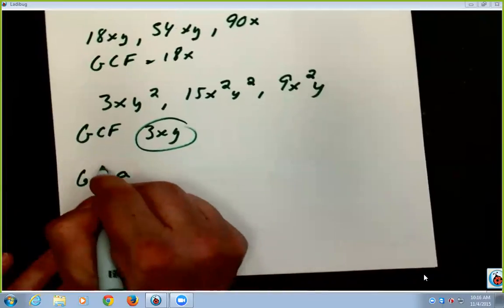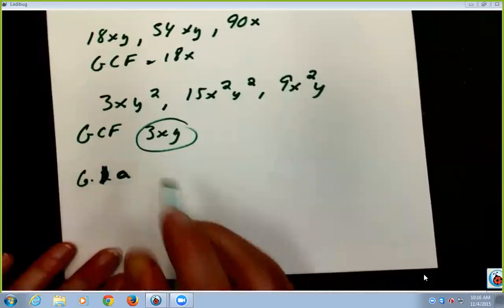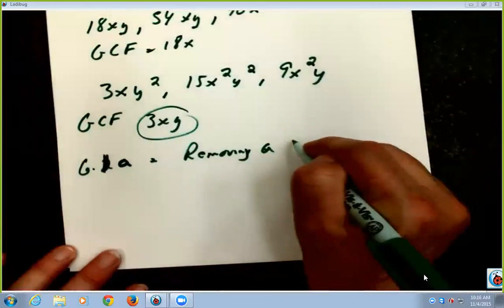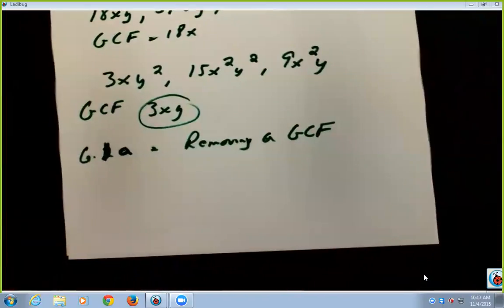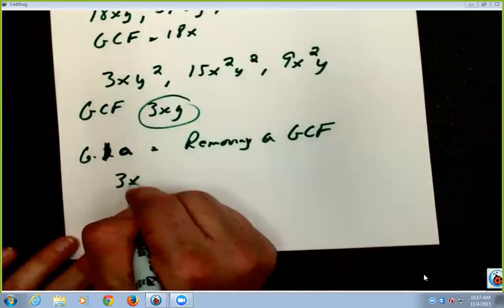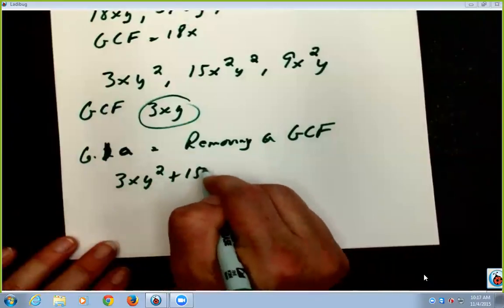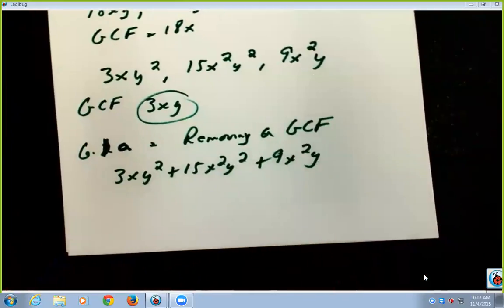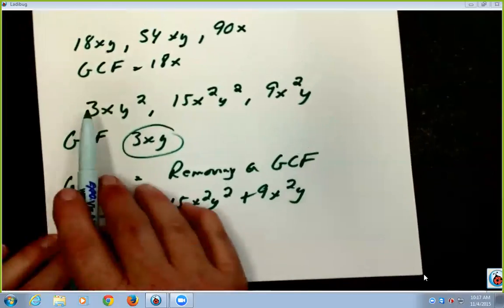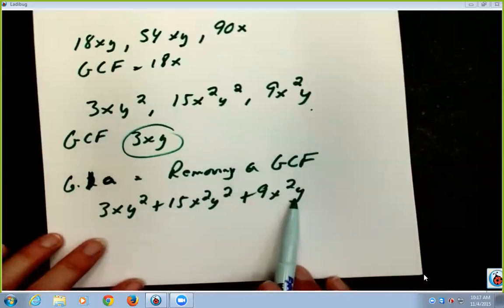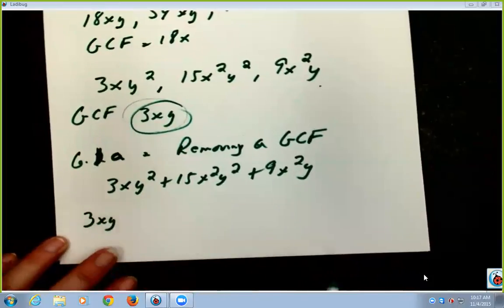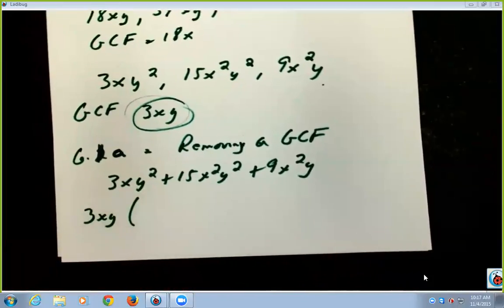6.1a is removing a greatest common factor. So now what we're going to do is take these things that we were given before and find that greatest common factor. We found it on this one because all I did was take that last problem that we worked with, brought it down here, and what did we say our greatest common factor was? It was this thing. So 3xy. Now I'm going to remove it from what I have.